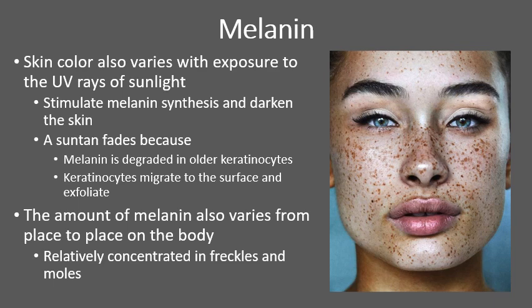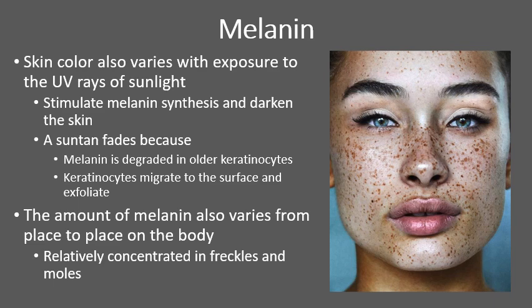Skin color also varies with exposure to the UV rays of sunlight. This stimulates melanin synthesis and it darkens the skin. But a suntan fades because the melanin is degraded in the older keratinocytes. As the keratinocytes age and move to the surface, the melanin starts to break down, and therefore you start to lose your tan. The keratinocytes that reach the surface, which still have this tan color, are eventually just shed, and therefore you easily lose a tan.